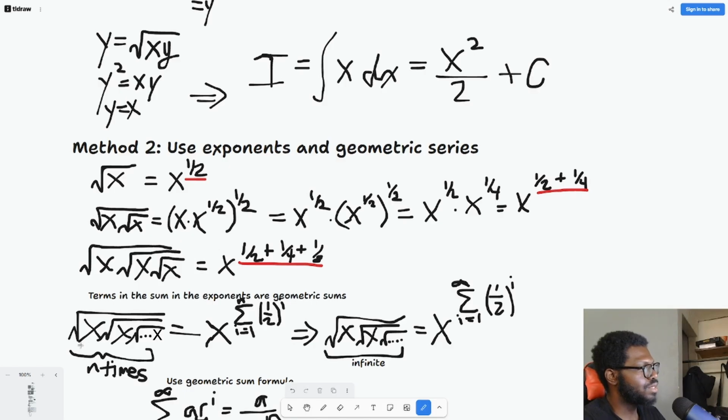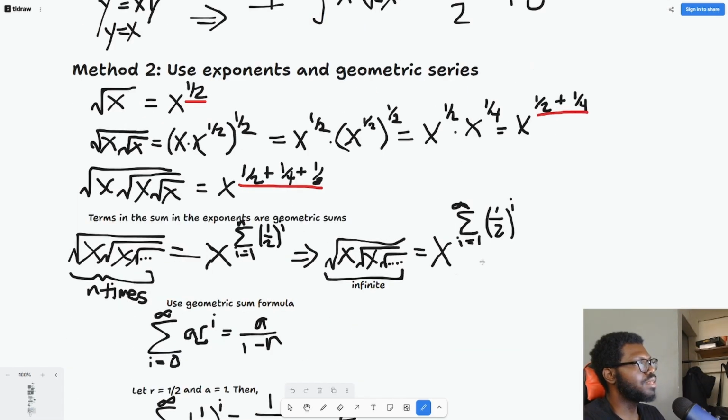Now, if we have this nested square root n times, then this expression is going to be equal to x to the sum, and here I use the summation notation, the sum from i equals 1 to n of 1 over 2 to the i power. And if we have an infinite nested expression, then we have an infinite sum. That means this infinite nested square root expression is going to be equal to x to the sum from i equals 1 to infinity of 1 over 2 to the i power.